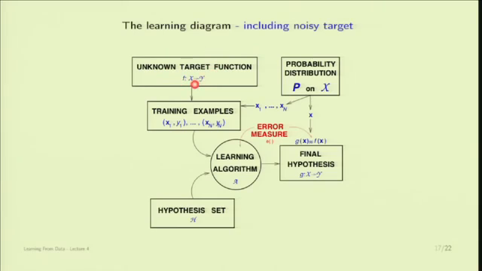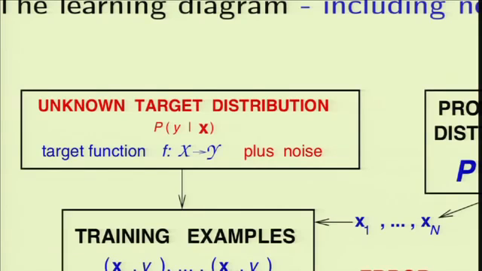So obviously, the modification will happen here. And what you do is you replace this with a target distribution. So let me magnify it. So the unknown target function became unknown target distribution. You define it as a conditional probability distribution of y given x. And you can think of this as if it was a target function with the expected values that I talked about, plus noise, which is the remaining part. But as a target, it is a distribution.